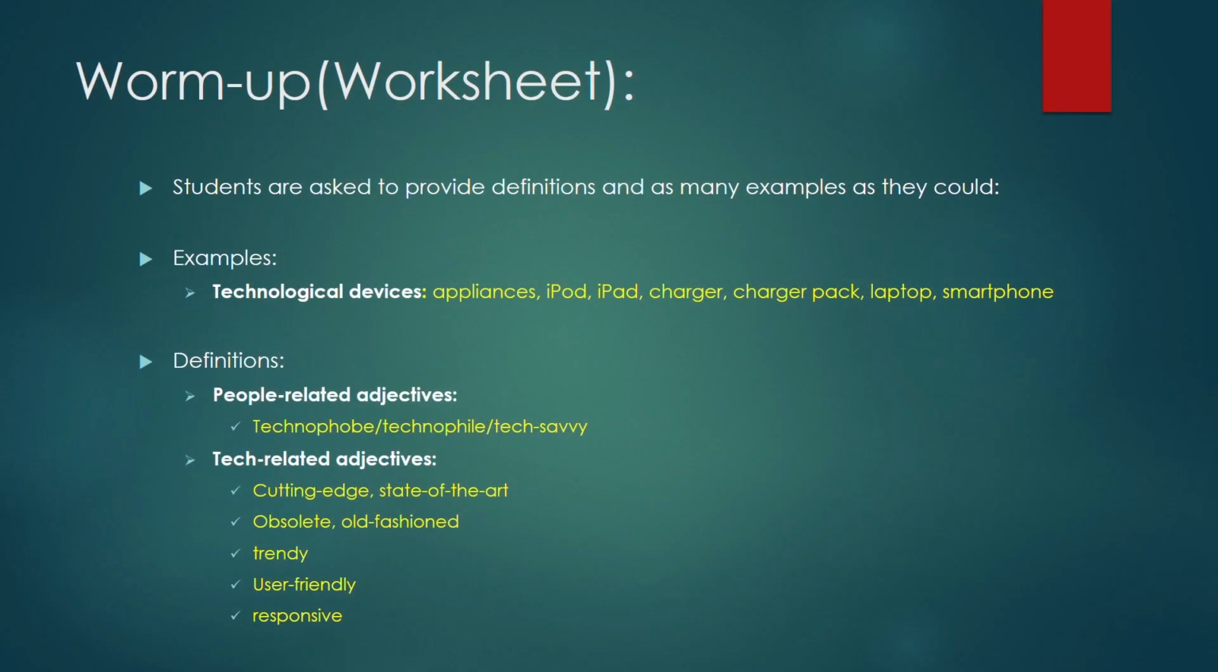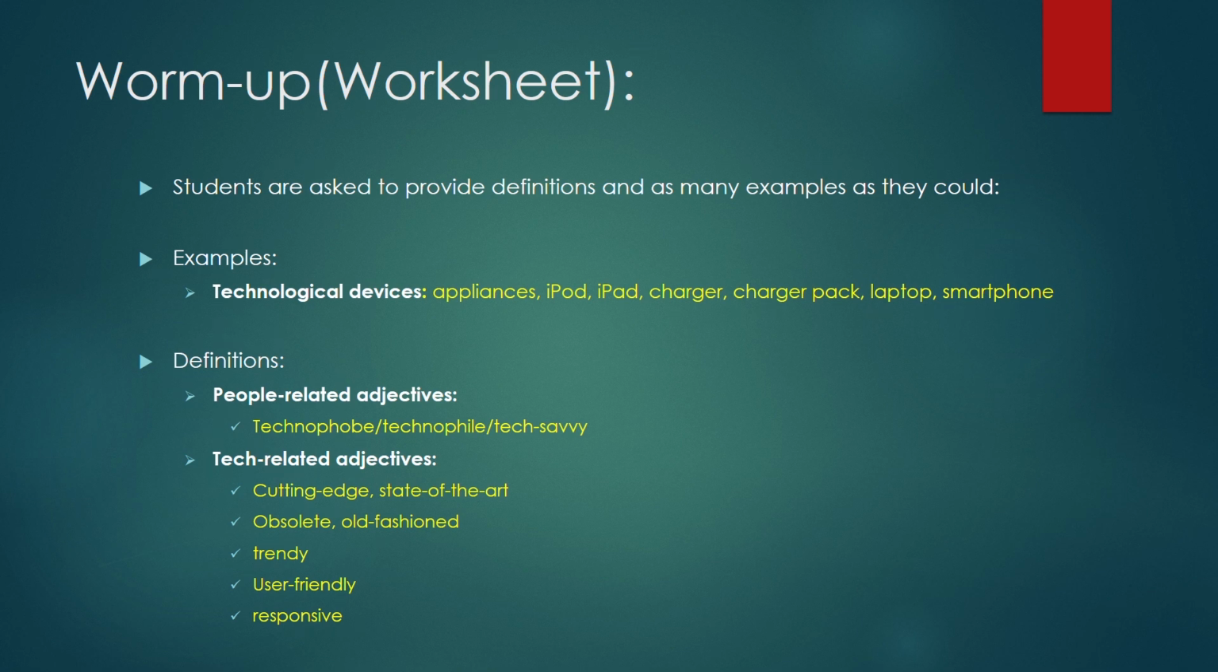The first thing we have as our in-class activity is a warm-up. So we have some worksheets and we will ask our students to provide definitions and as many examples as possible for these terms that we have provided them in our worksheet. For examples, we have technological devices, we have appliances, and by appliance, it is absolutely essential to clarify that it encompasses everything that works on electricity in your home, for kitchen, for your overall household chores.